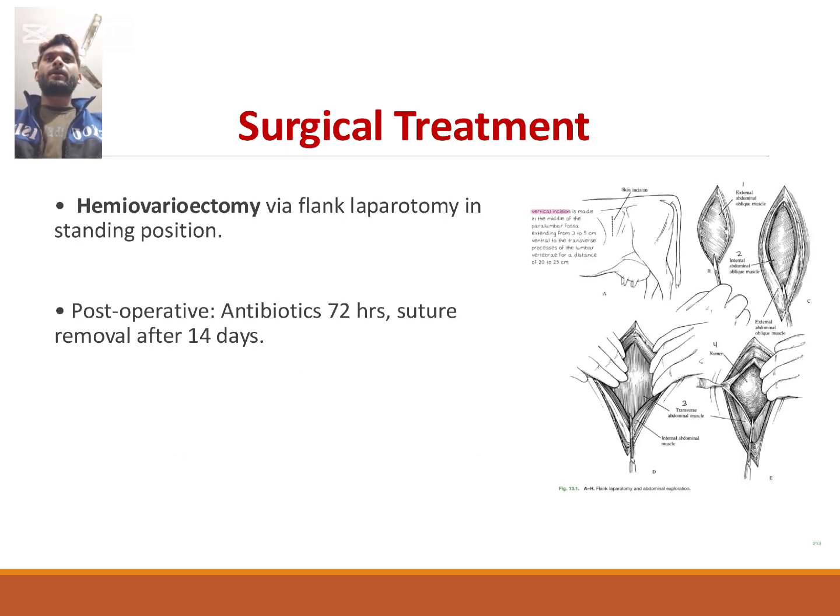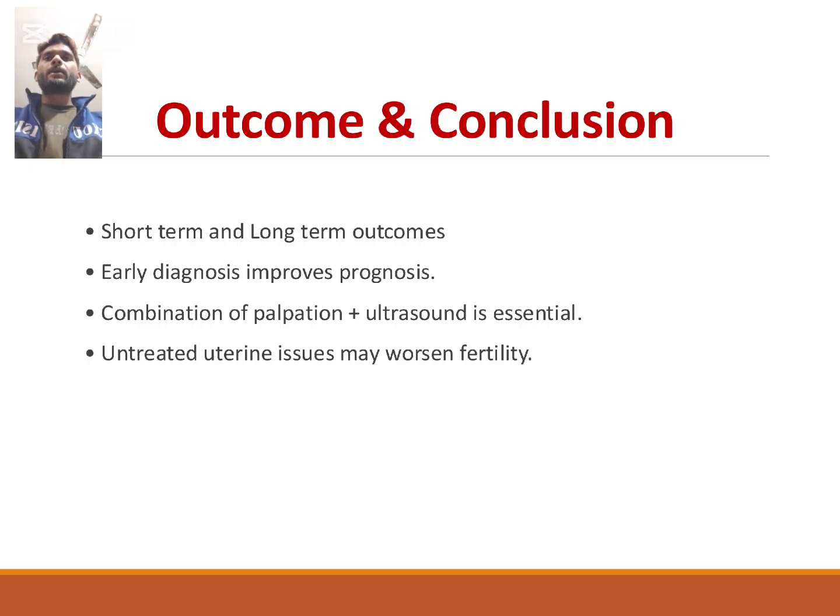Moving toward the treatment, here we have to perform hemiovariectomy via flank laparotomy in a standing position, and 95% of the cases recover by this kind of approach. Post-operatively, we have to use antibiotics and remove the sutures after 14 days. Outcome and conclusion: in the short term, the outcome is the return of the cow to high milk production, and in the long term, she will get bred or be ready for conception within 2 months.